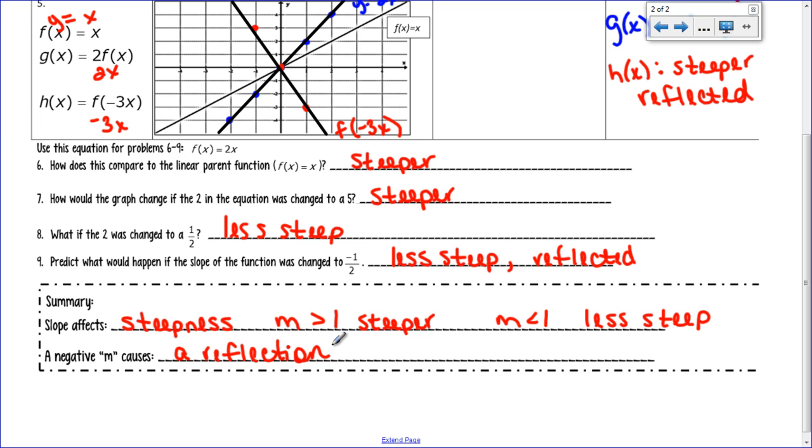We're going to spend several days on transformations. This one was just what happens when we change the slope. And we'll talk more about all of this for the next several days, but we'll practice this when you come to class tomorrow.